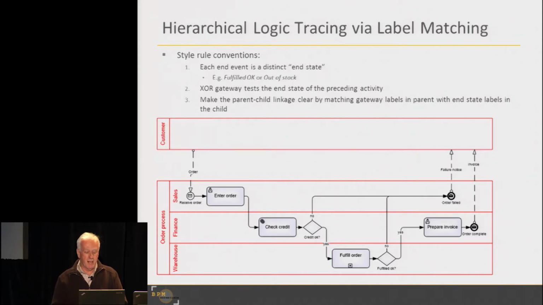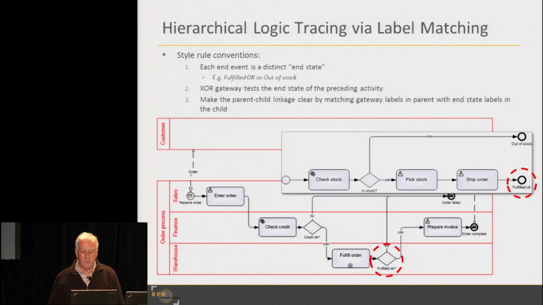And that applies at the activity level as well. So here we've got a simple order process where we enter the order, check the credit, and then we go to the fulfill order subprocess, followed by a gateway. Is it fulfilled okay? Yes or no. So someone who doesn't know your process might say, well, what the heck does that mean, fulfilled okay? That could be lots of things, right? But we drill down to the child level, and here we see that what we mean is, well, we check the stock, and as a result of that, if it's in stock, we pick the stock and ship it, and that reaches the end state, fulfilled okay.